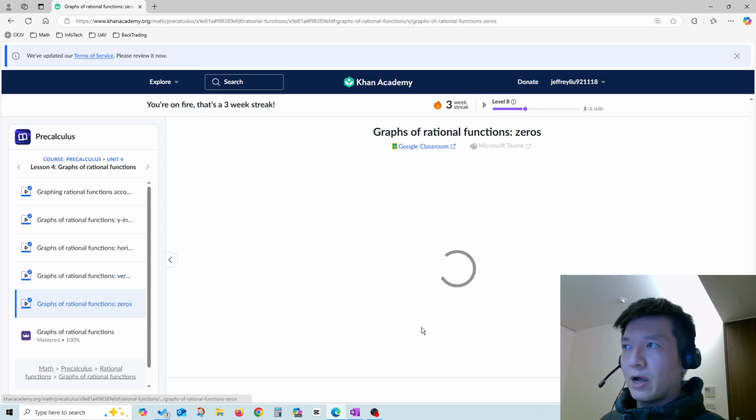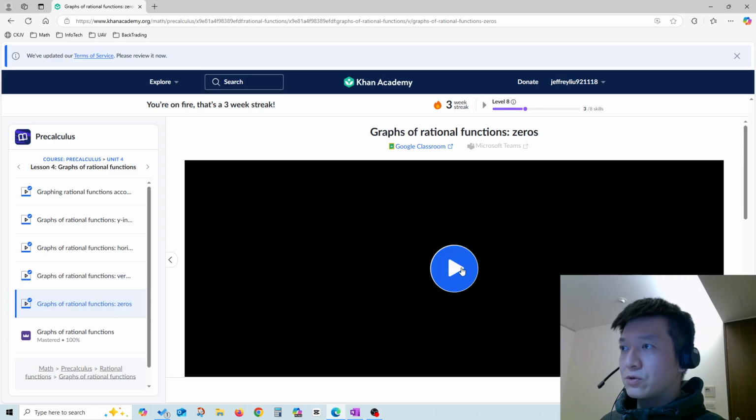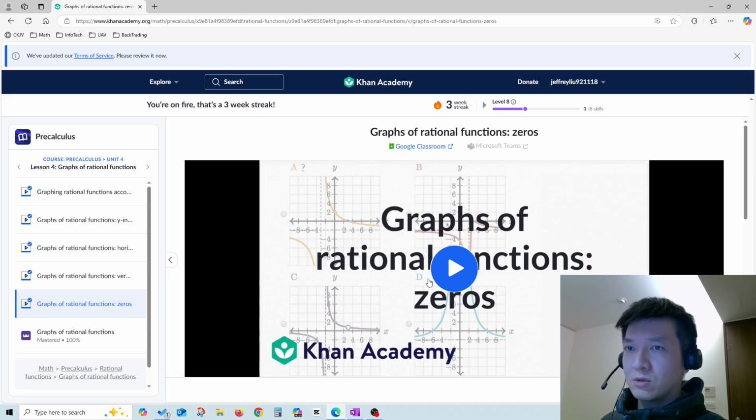So you can figure out the zeros, the discontinuity, right? So for this question, it is testing you on discontinuity, right?